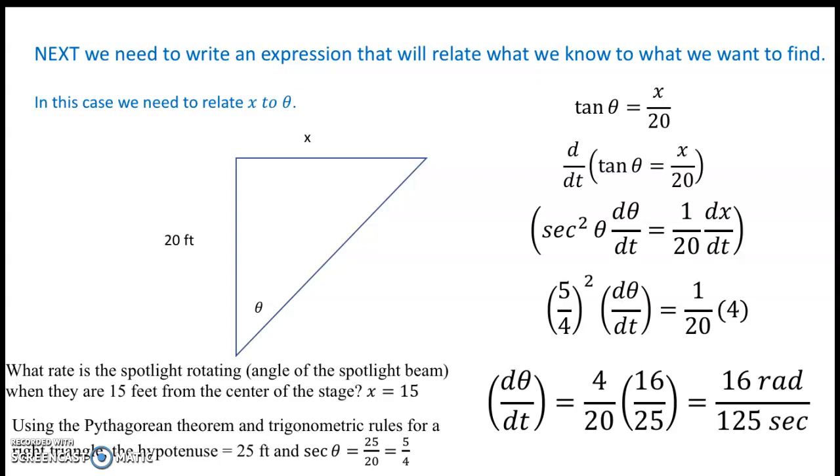And in the last video, we saw this example having to do with the angle of rotation of the spotlight. Our answer was 16 radians per 125 seconds. Now we could reduce that if we wanted to, or we could write it as a decimal approximation. Here was our answer.